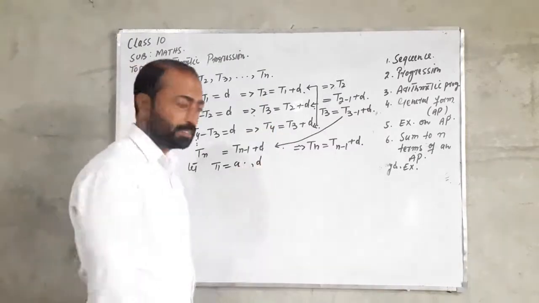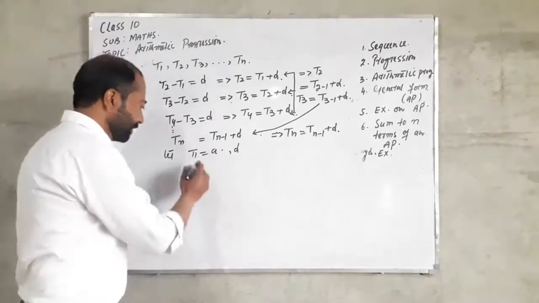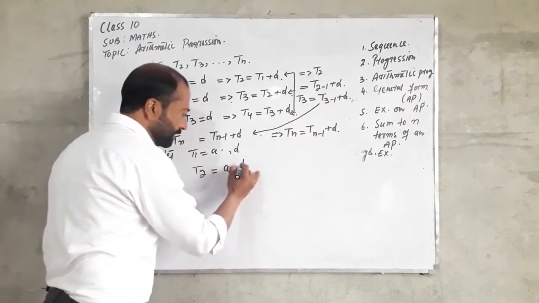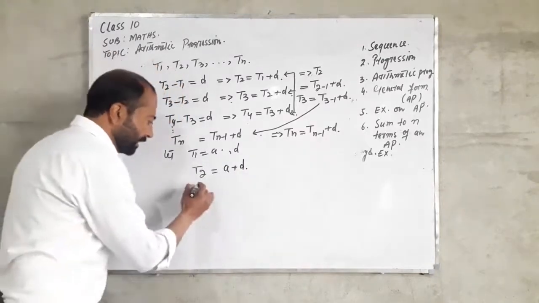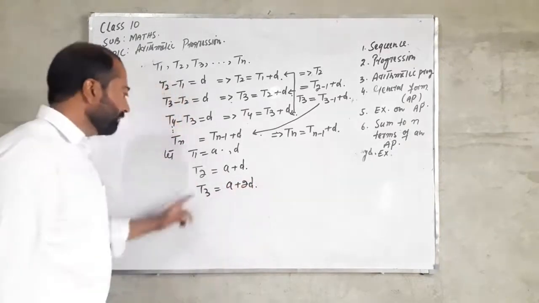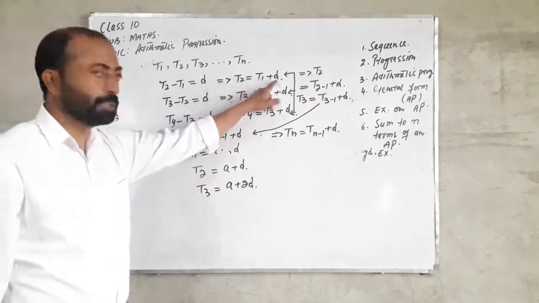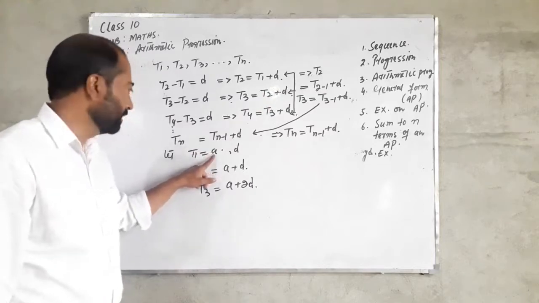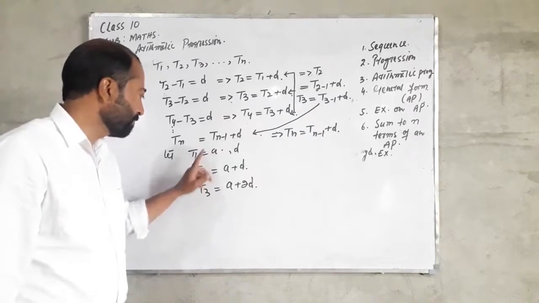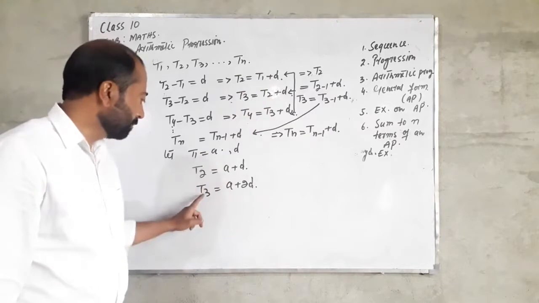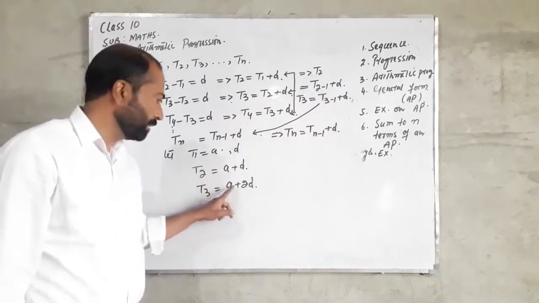equal to A and D is the common difference. Now look here, T2 can be written as A plus D and T3 is equal to A plus 2D. Look at the fact that T2 is equal to T1 plus D. Simply you have to replace this T1 by A, as we have considered the first term of the AP as A. That means I am replacing T1 by A, so it becomes A plus D. Similarly, T3 I have written here as A plus 2D.